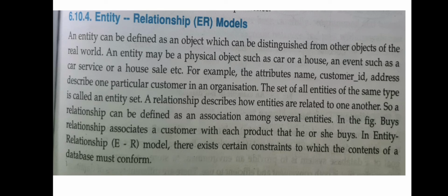An entity may be a physical object such as a car or house, and even something like car service or house sale. For example, the attributes name, customer ID, etc. describe one particular customer in an organization. The set of all entities of the same type is called an entity set. A relationship describes how entities are related to one another, so a relationship can be defined as an association among several entities.